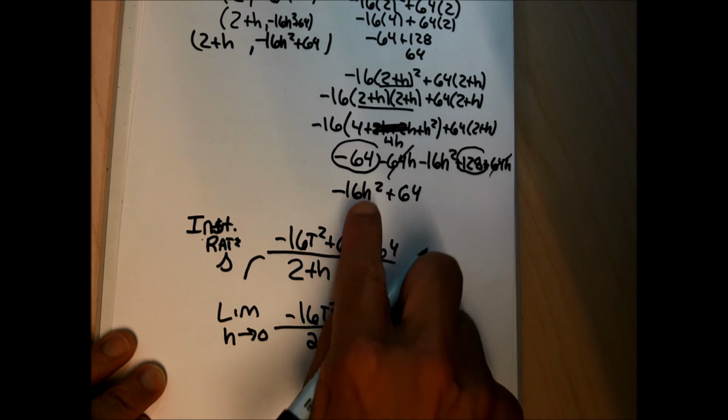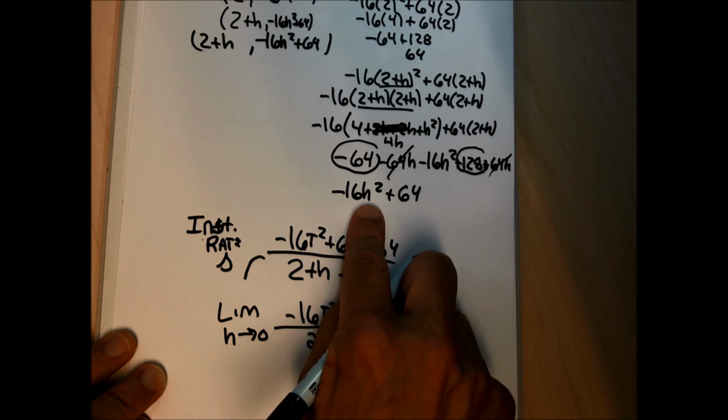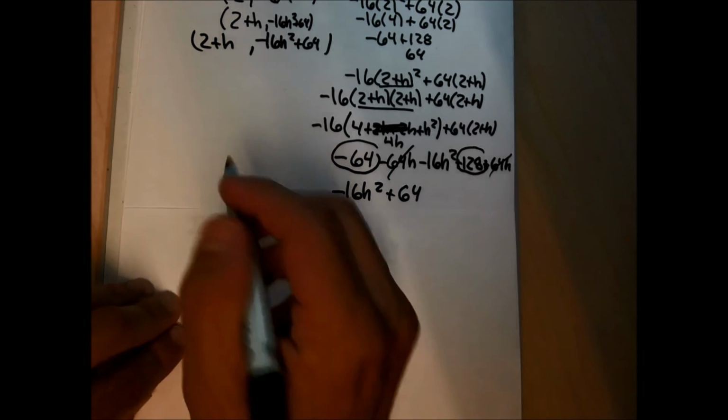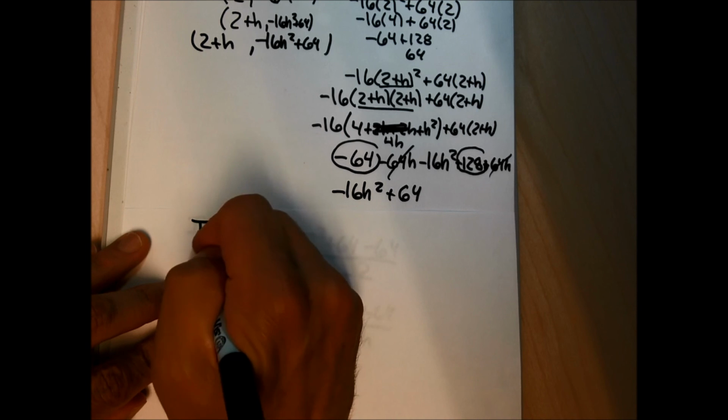I can't even copy. That's negative 16h squared. 11 minutes into the video. Sometimes when I screw up like this, I just start the whole video over. But I've already started it over. I don't want to do it again. So let me redo this on a whole new sheet of paper.